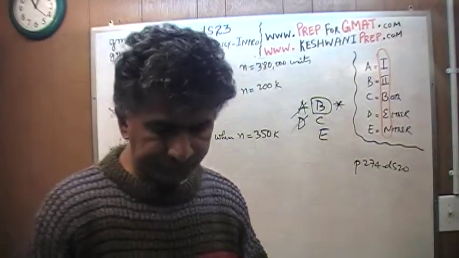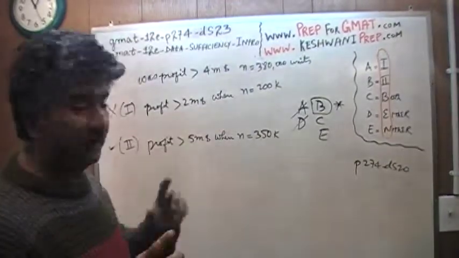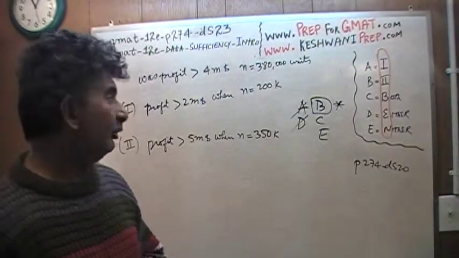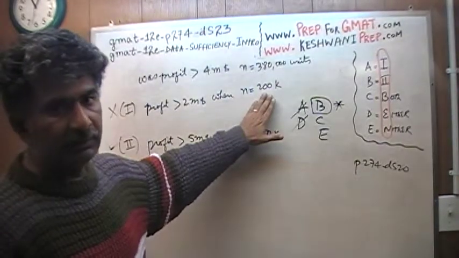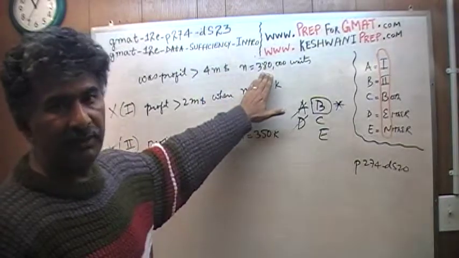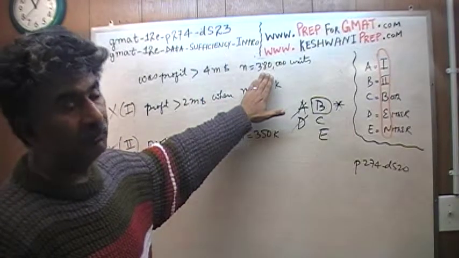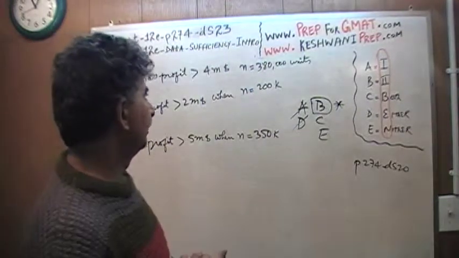That's all. I hope you found it helpful, but the first statement is not helpful. First statement does not take us anywhere. Just knowing that the profit was more than 2 million on 200,000 units does not tell me that the profit is going to be more than 4 million on a sale of 380,000 units. It may be more than 4 million, it may be less than 4 million. We do not know.